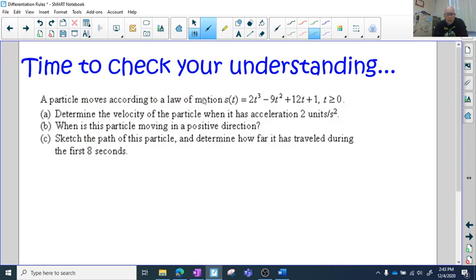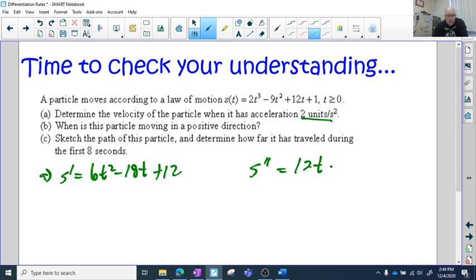So it says a particle moves according to the law of motion. It gives you this. Determine the velocity of the particle when it has an acceleration of 2. So it's giving you the acceleration. Well, let's make some connections here. So s prime, which will be my velocity, is 6t squared, subtract 18t plus 12. S double prime, which will be my acceleration, is 12t minus 18.